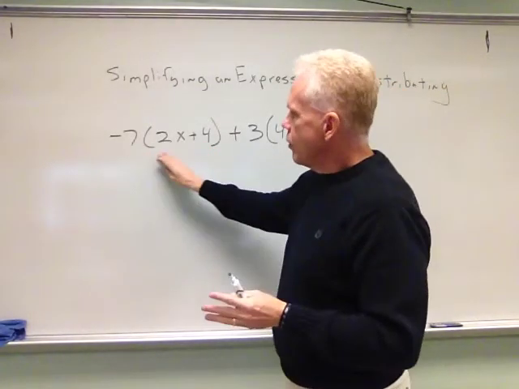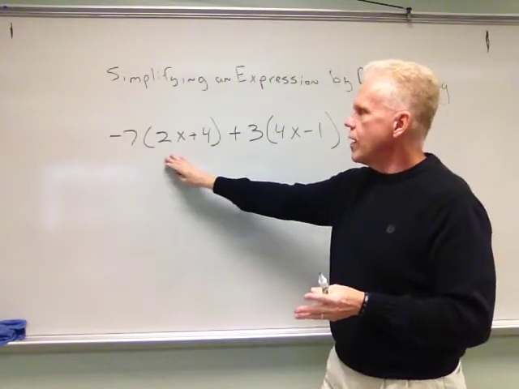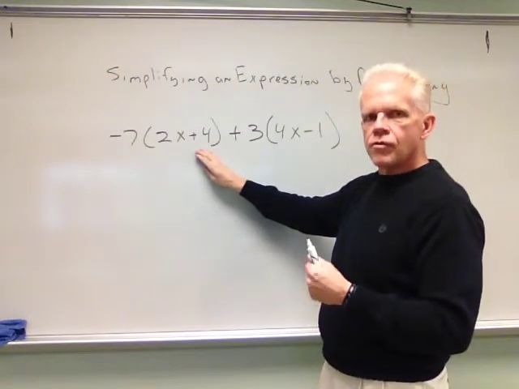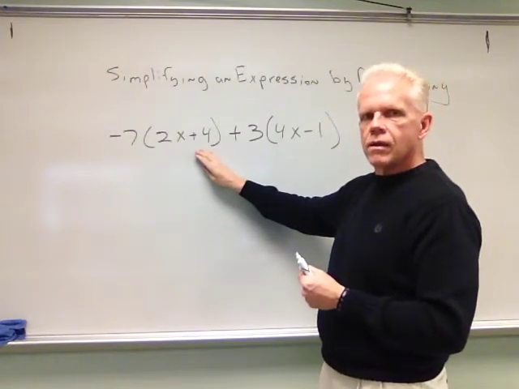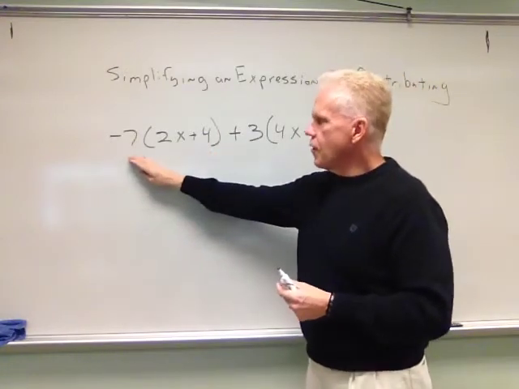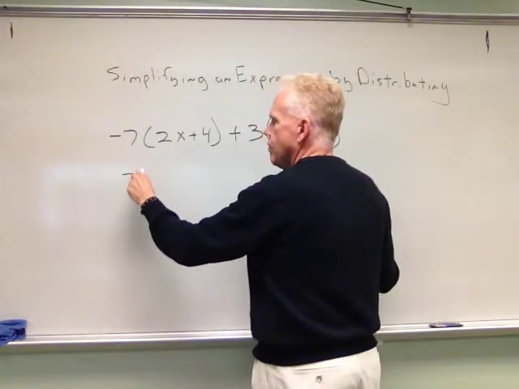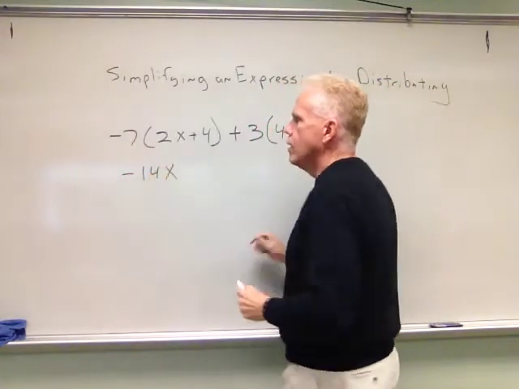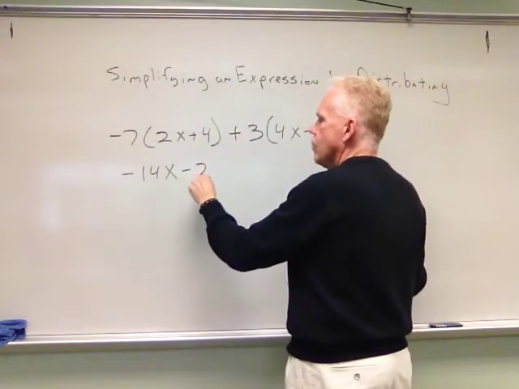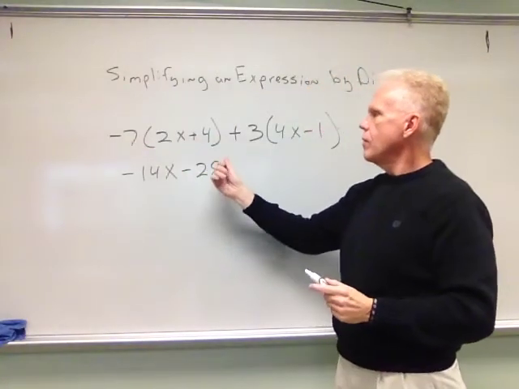And so right here, what do we get? I wonder if you know what we get. If you want to pause the video for a second, you're distributing this right here. Okay? Pause, do that. All right, are you back? Great. So in this first one right here, negative 7 times 2x is negative, I hope you got 14x. Negative 7 times positive 4 is a negative 28. Okay? So that's distributing the negative 7 through here.